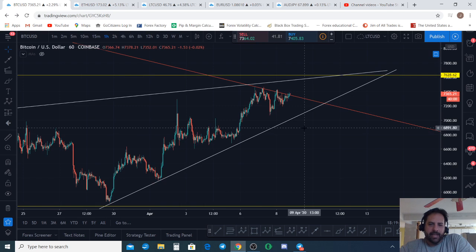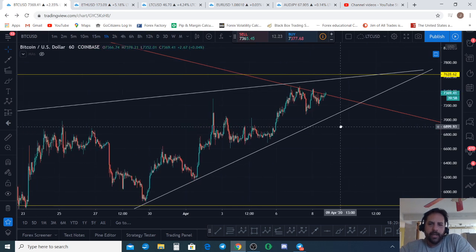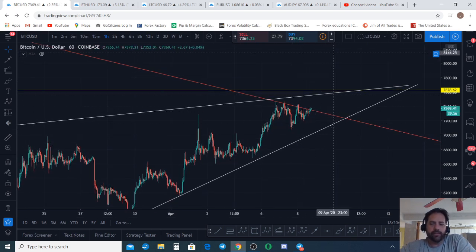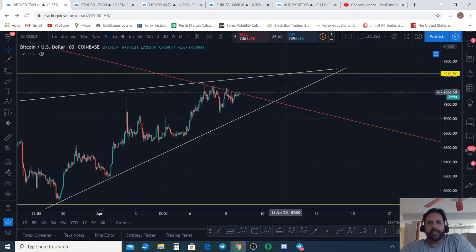So with that being said, both scenarios are going to give us a five wave move. The difference is how it comes down.